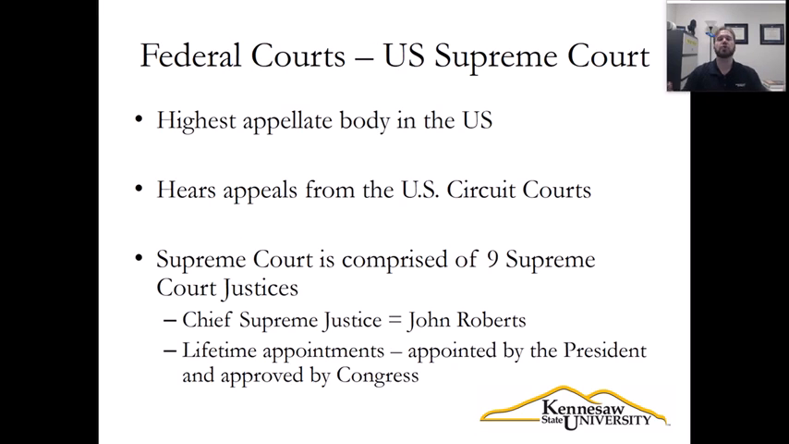So moving forward, you can also see that the federal courts, the U.S. Supreme Court, is the highest appellate body in the U.S. It is the Supreme Court of the entire country. It is the end-all be-all. There is no court in this country that can overturn a verdict from or an opinion of the Supreme Court except for the Supreme Court itself.